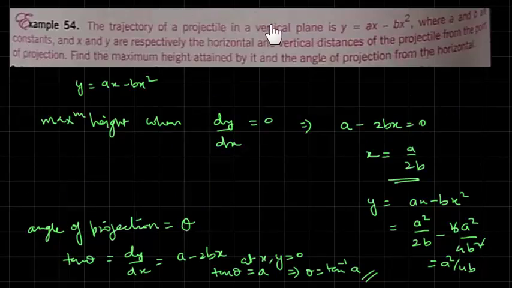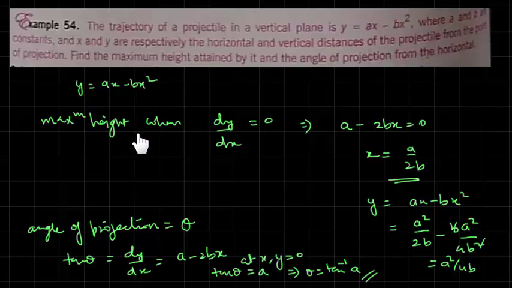The trajectory of a projectile in a vertical plane is y equal to ax minus bx square, where a and b are constants and x and y are respectively the horizontal and vertical distances of the projectile from the point of projection. Find the maximum height attained by it and the angle of projection from the horizontal. So this is the equation of the trajectory, and what we are supposed to find is the maximum height attained and the angle of projection from the horizontal.